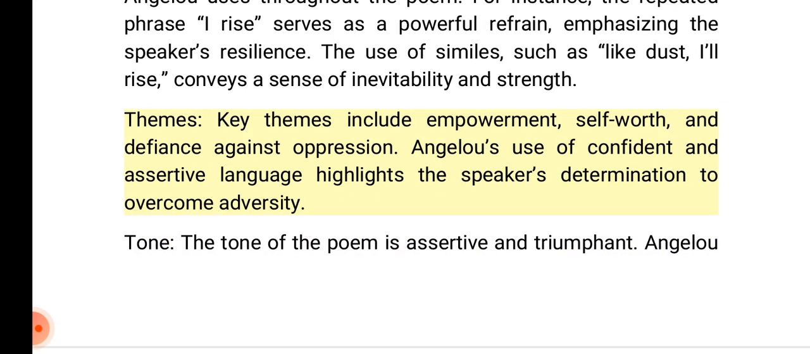Themes. Key themes include empowerment, self-worth, and defiance against oppression. Angelou's use of confident and assertive language highlights the speaker's determination to overcome adversity. Tone.